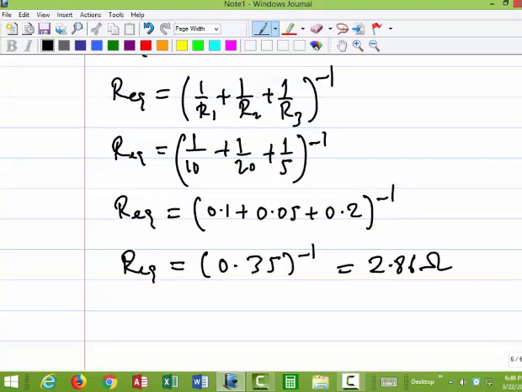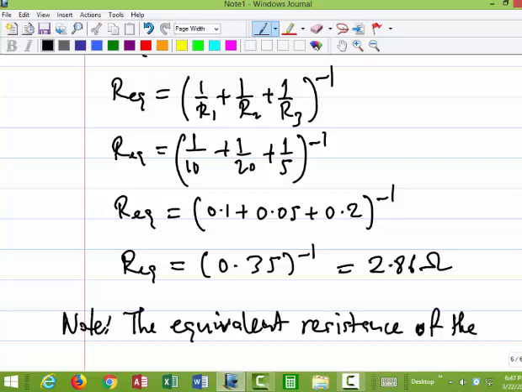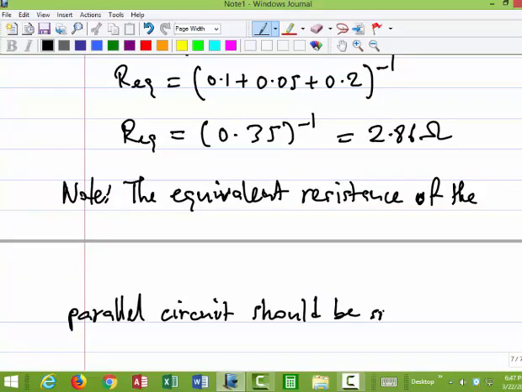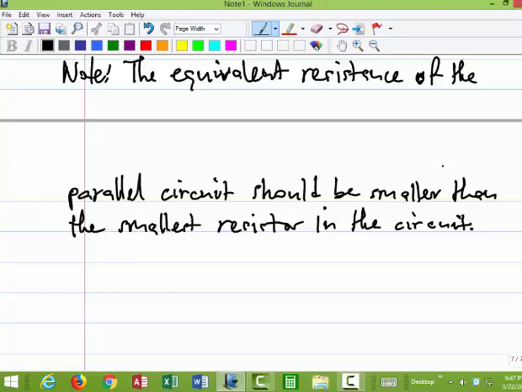Okay. So I'll make a note there for you. We'll say the equivalent resistance of the parallel circuit should be smaller than the smallest resistor in the circuit. Questions on that? Let's go to voltmeters next.